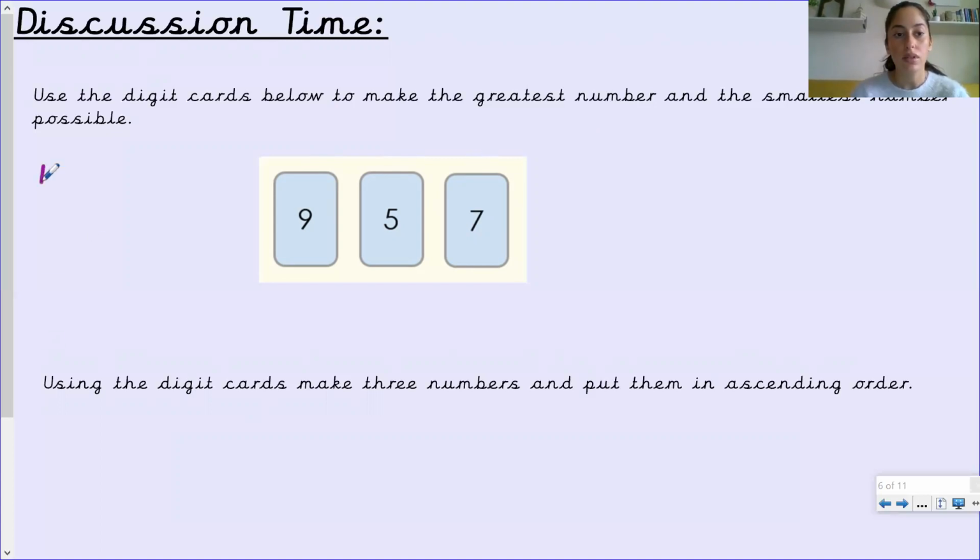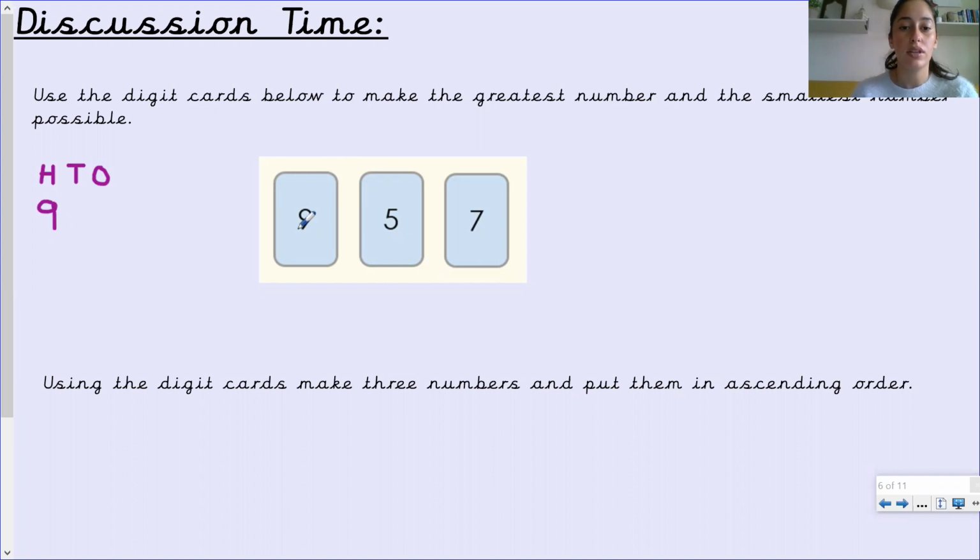In order to make the greatest number, we know our number is going to be a 3-digit number because we've got 3-digit cards here. Which one of these numbers would I have to put in the hundreds column to get the greatest number or the largest number? Well, 9. I would have to put 9 in my hundreds column.